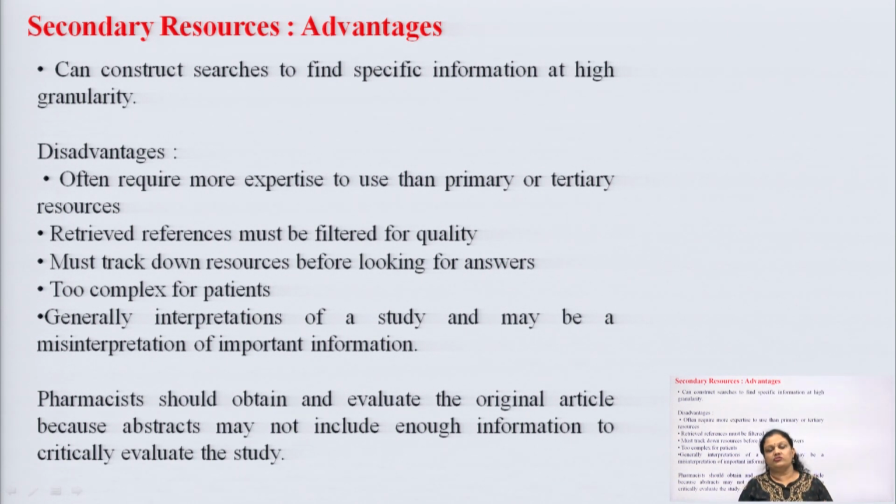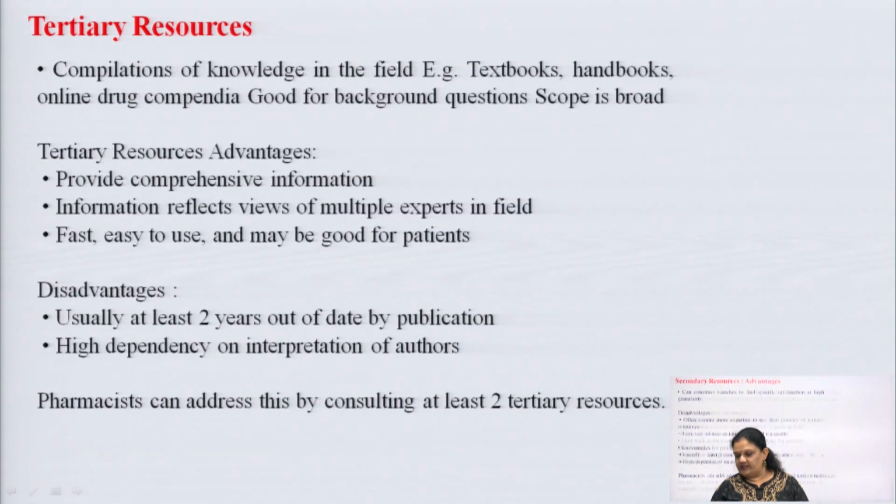That is why I am telling you, students, please follow and refer to good abstracting and indexing journals for your research work. Now, coming to the tertiary resource, it is nothing but the compilation of knowledge in the field, such as textbooks. Basically, we go for the basic information, that is the tertiary resource of drug information: textbooks, handbooks and some other online drug compendia, good for background questions, and its scope is broad and wide.